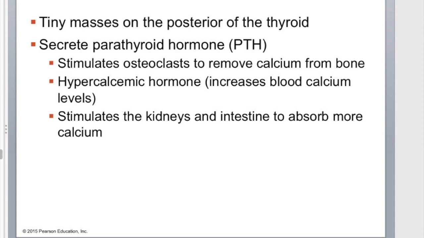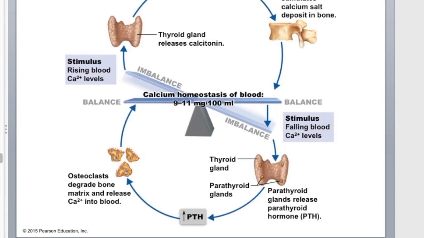The parathyroid gland secretes, you guessed it, parathyroid hormone. That's the hormone when we're talking about bone production that removes calcium from the bone. It stimulates the osteoclasts and it responds to increased blood calcium levels. I know we've seen this image a couple of times.